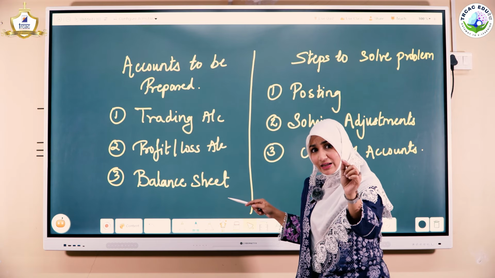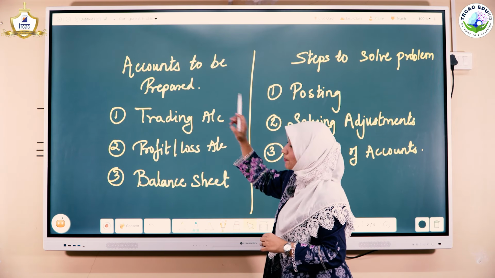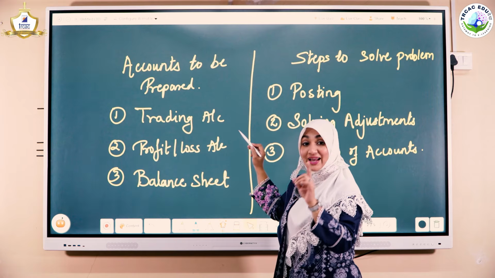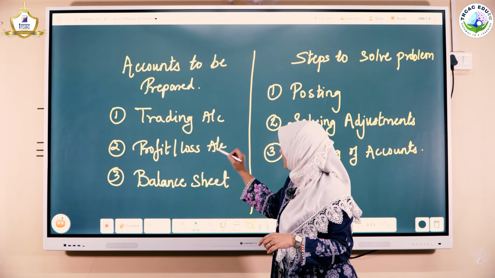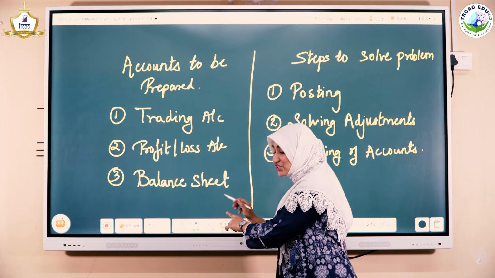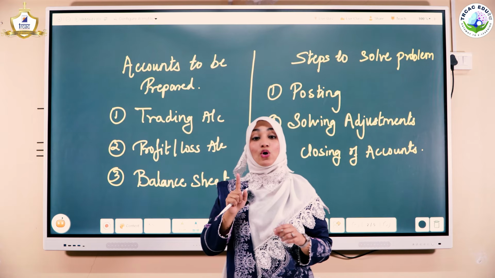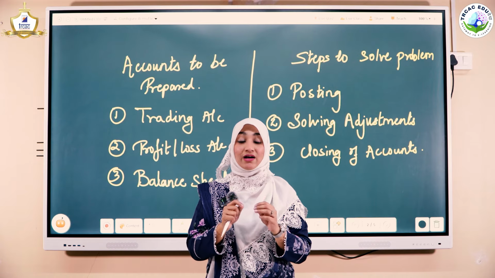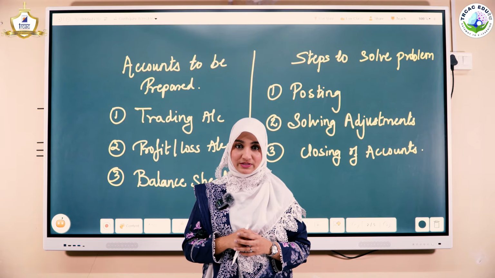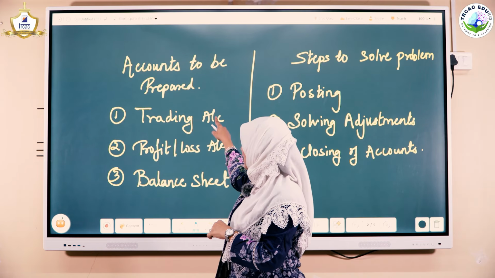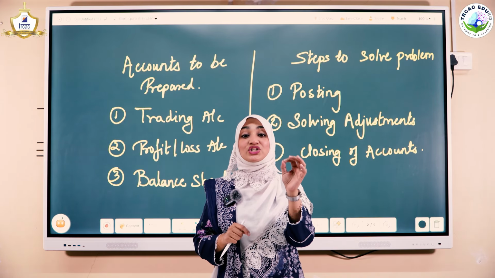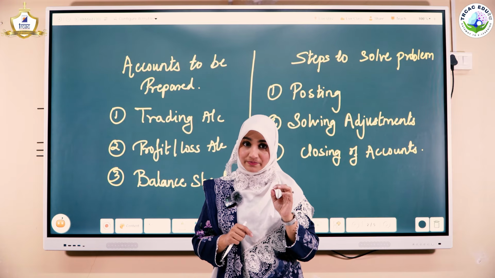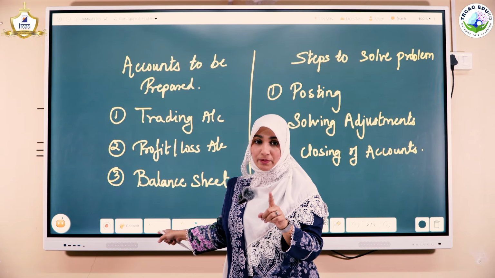Now let me be very clear. If I tell you accounts to be prepared, so your trading account is actually an account, profit and loss is actually an account, but balance sheet is not an account. We all know balance sheet is a financial statement of a business, correct? So we prepare two accounts and one financial statement for the business. This is all what you are going to prepare.